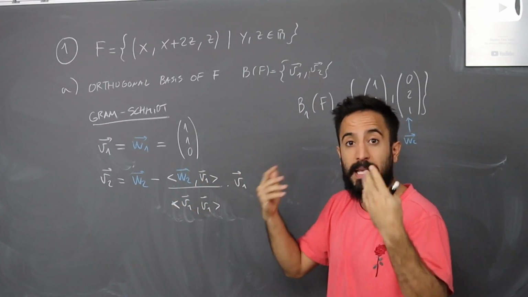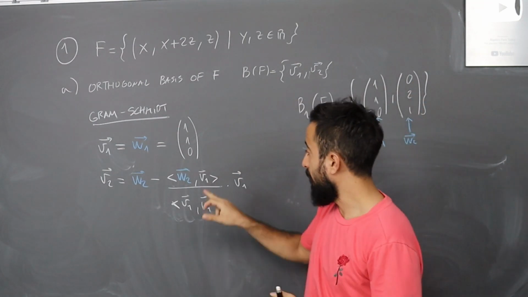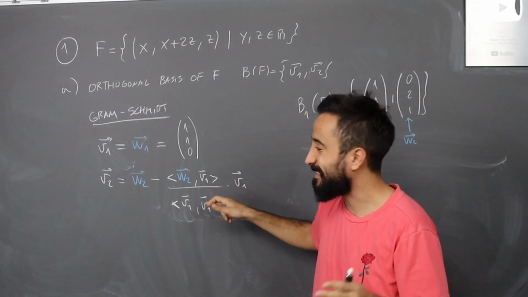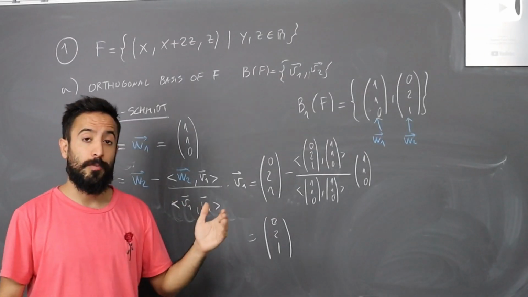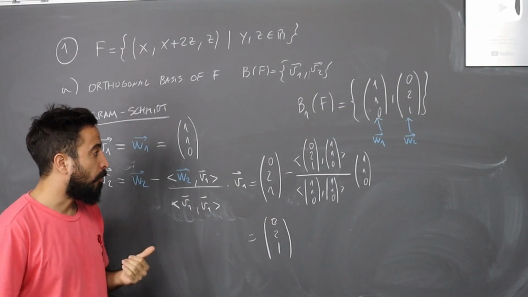Okay, so let's plug in all of the vectors. w2 is this vector right here, and b1, which is everywhere else, is this vector right here. So, as you can see, I have already plugged in all of the vectors. Let's start computing this, alright?